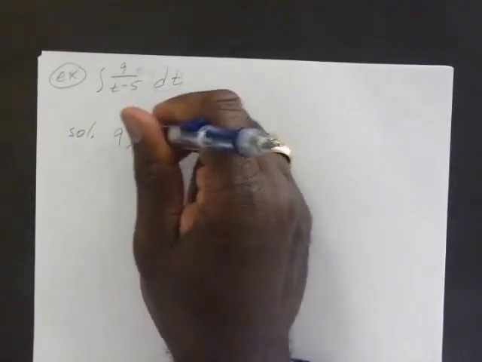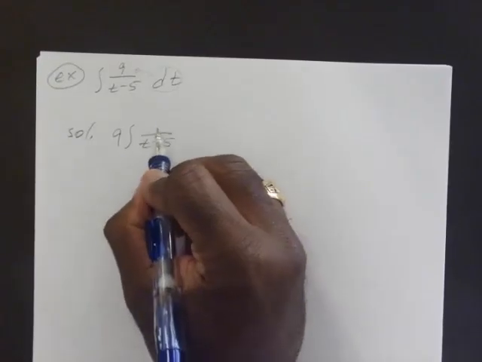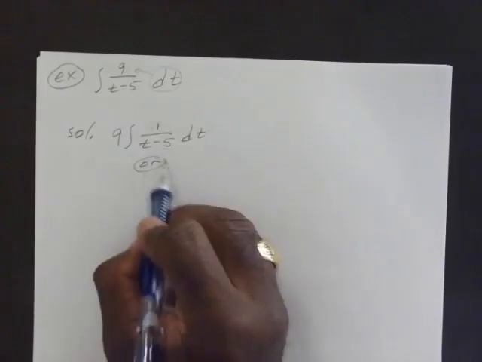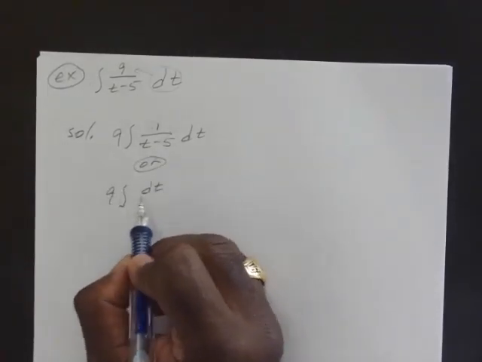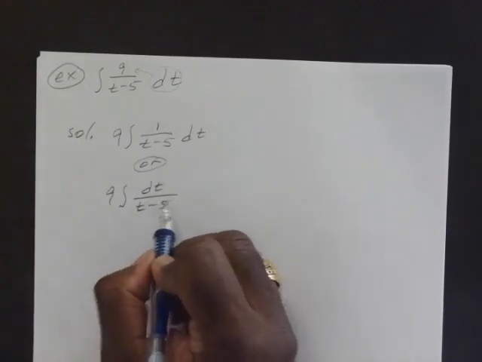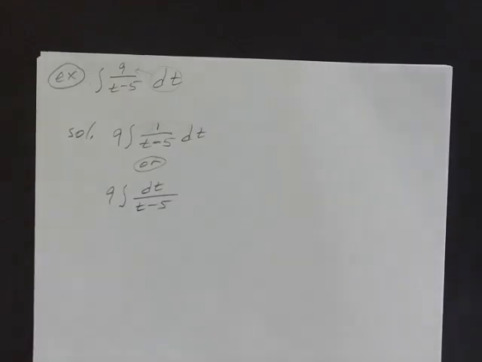Actually, what I'll do is I'll write both: 1 over t minus 5 dt, or say 9 times the integral of dt divided by t minus 5. So I'll just put one or the other. Again, you can use whichever form you're more comfortable with.